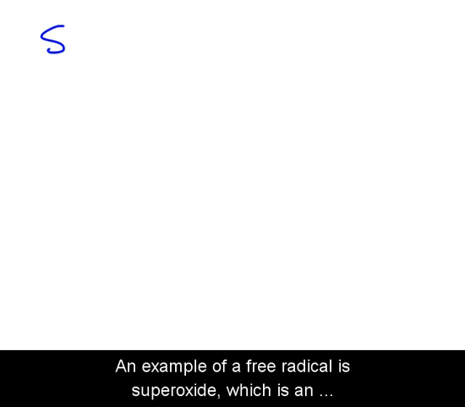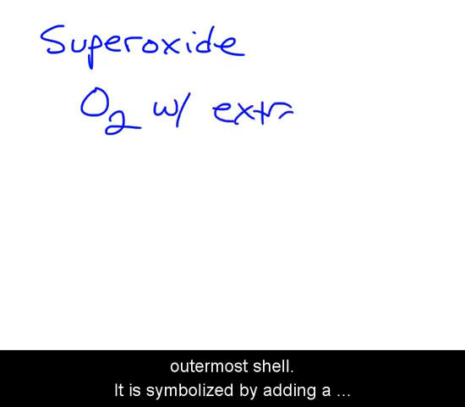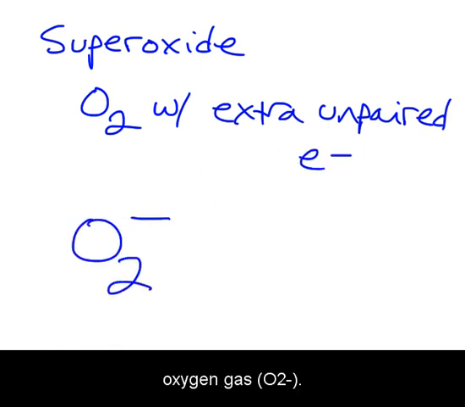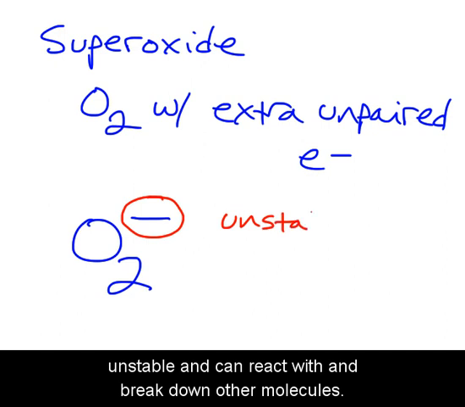An example of a free radical is superoxide, which is an oxygen molecule with an extra unpaired electron in its outermost shell. It is symbolized by adding a negative charge superscript to the molecular formula for oxygen gas. Because of this extra electron, free radicals are unstable and can react with and break down other molecules.